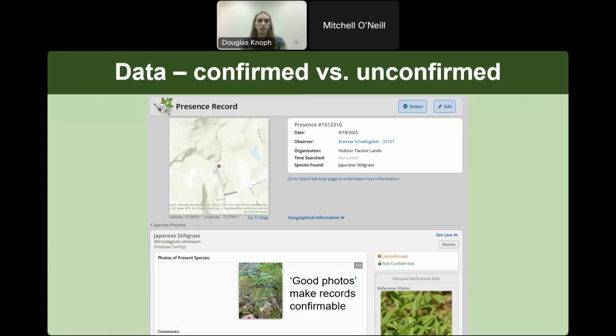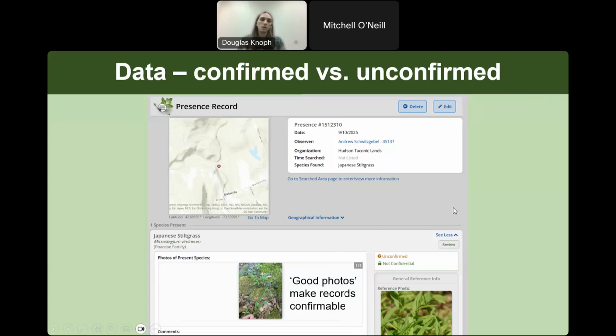It's not in the middle of the ocean, or sometimes people will mix up latitude and longitude and you'll have something pop up in the middle of Antarctica. So we go through and make sure everything makes sense. And the single most important thing that we look at is the photograph that is attached to these records. So if somebody is saying, I found Japanese stiltgrass, obviously we have to look at it and say, yes, this is Japanese stiltgrass.